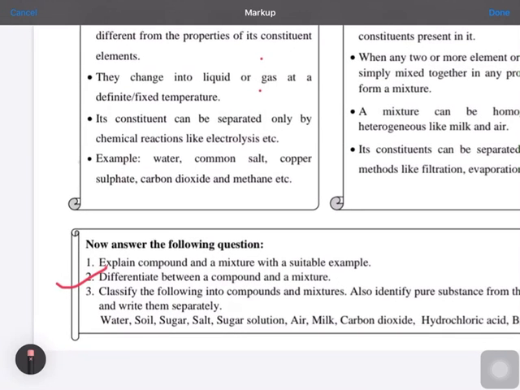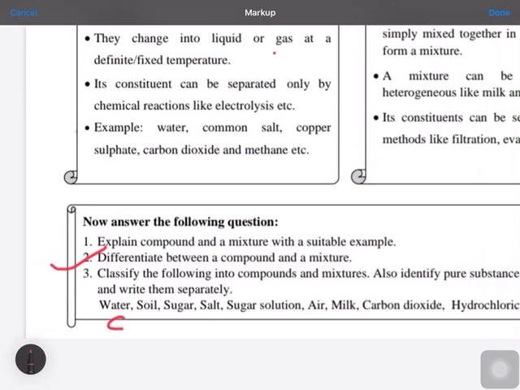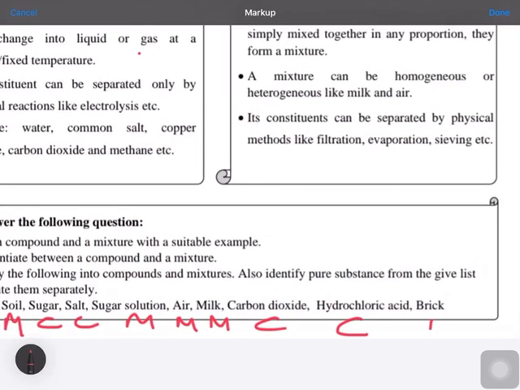Suppose water, it is a compound. If we take the example of soil, it is a mixture. Sugar, it's a compound. Salt, compound. Sugar solution, it will become a mixture. Air, mixture. Milk, mixture. Carbon dioxide, compound. Hydrochloric acid, compound. And brick, mixture.